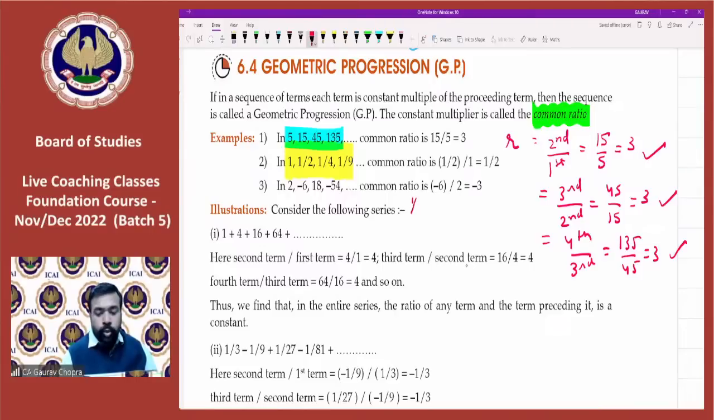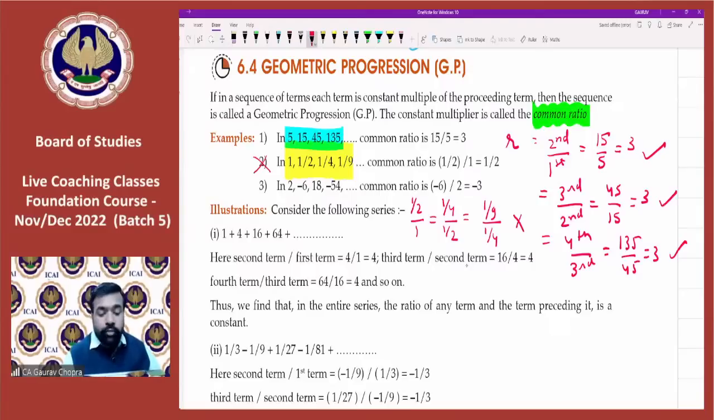So 1/2 upon 1 is simply 1/2. Then 1/4 and 1/2, this is also 1/2. Then 1/9 and 1/4. So this is not half. So there is no common ratio, and this second series cannot be regarded as geometric progression.